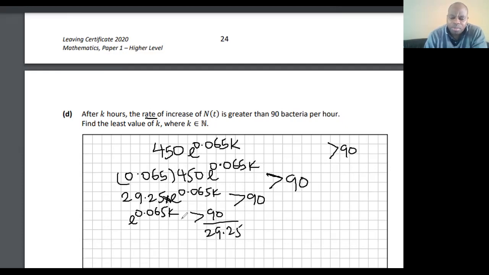So 90 divided by 29.25 gives 3.0769. So exponential 0.065K is now greater than 3.0769.